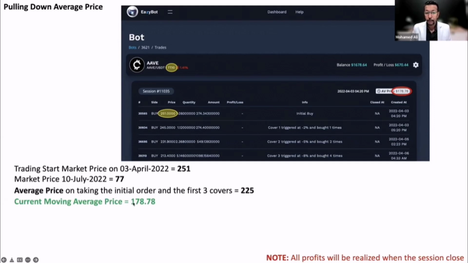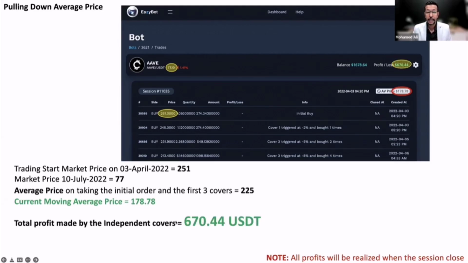So the price was 178.78. And right now, while the market is down and this trade is not closed yet, it has made a profit of already 670.44 USDT.